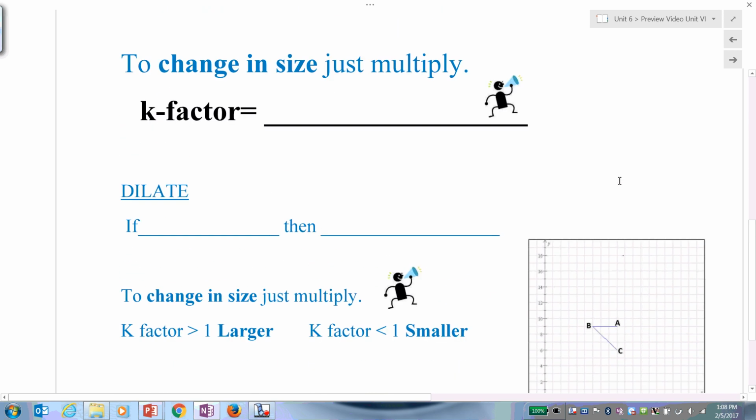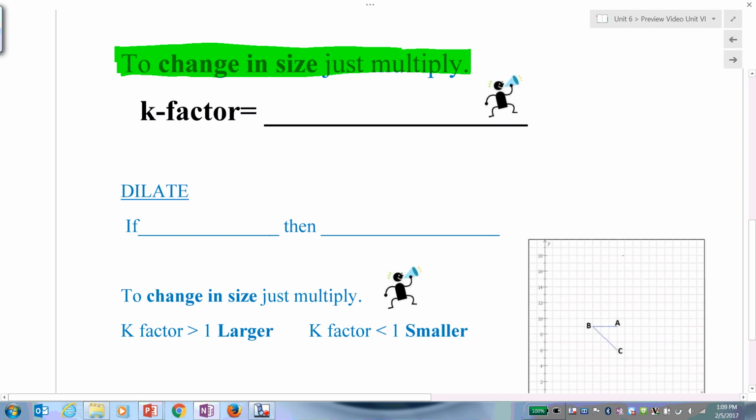I highly recommend you chant with me right now. We're going to say it 3 times. To change in size, just multiply. Say it with me. To change in size, just multiply. Get a beat. So that is dilation. To change in size, you just multiply.